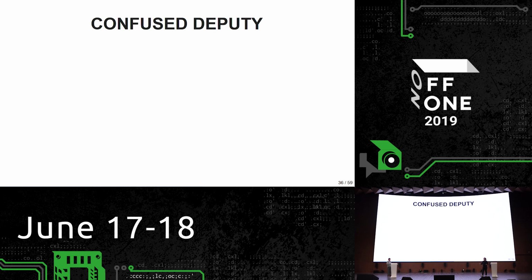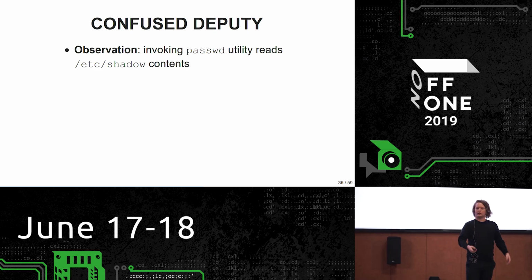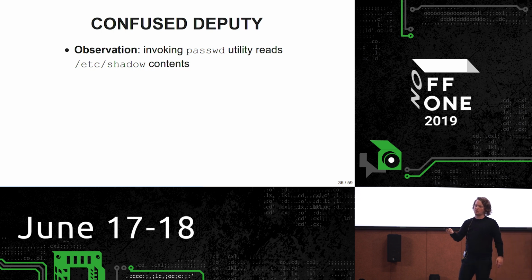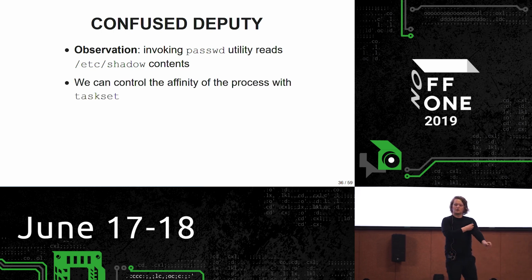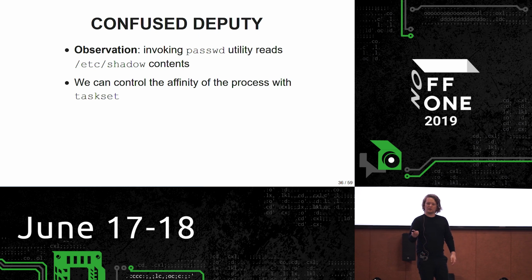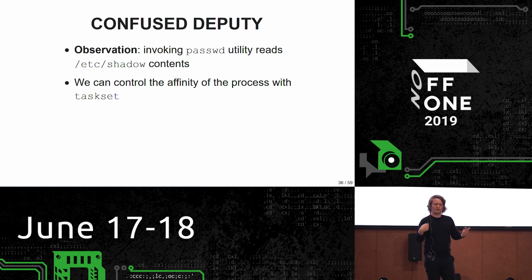So we started thinking about how can we as a normal user get sensitive data in flight on a normal Unix system. And what we came up with is that you can invoke the password utility to change your password. And this has to read the etc shadow file, which contains the password hashes of all users, and especially of the root user. So what we also can do is control the affinity, so where a process is scheduled, using the taskset utility. So we can let two programs be co-located, sharing the same hyperthreads, therefore sharing the same line-fill buffers.